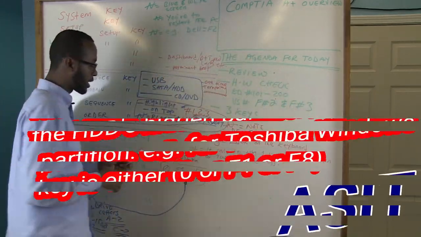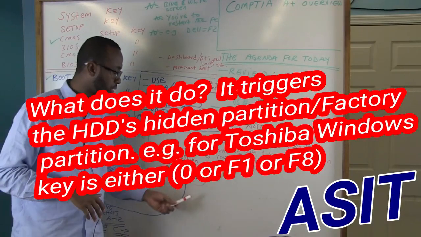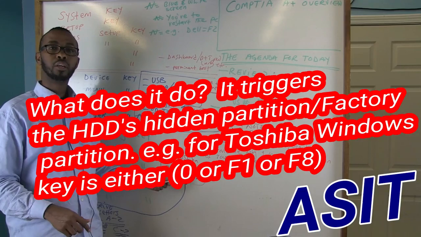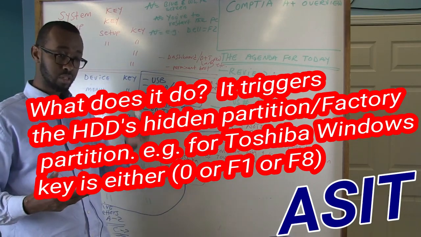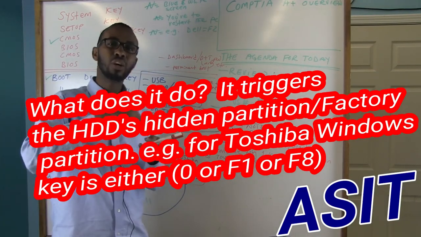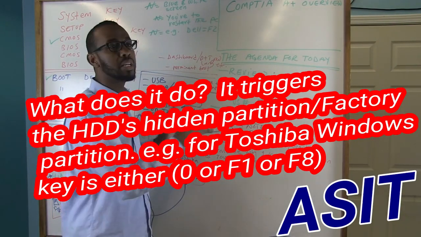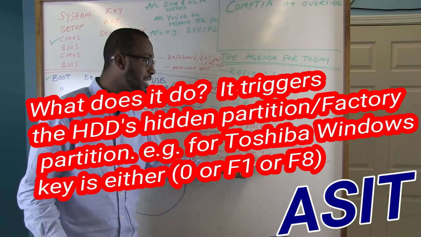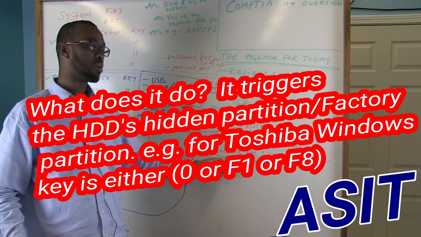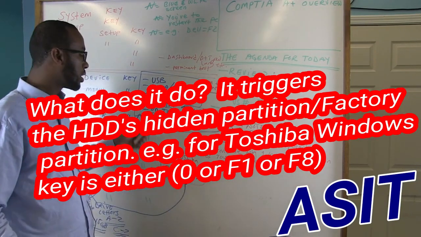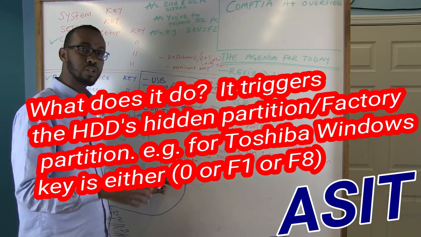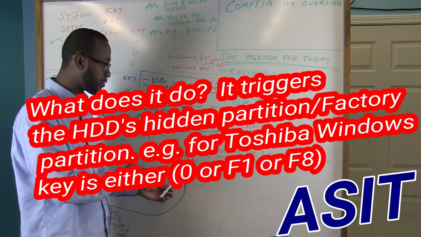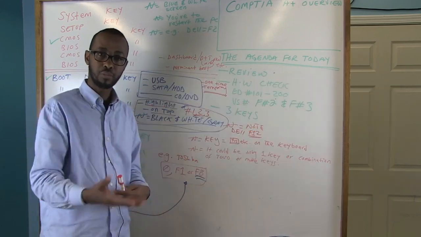So what do you do? For example, Toshiba gives you 3 options. The 0 key: you just hold the 0 key, or F1 or F8, and follow the steps. So by pressing 1 key on the keyboard, whenever you hear key, these 3 keys, we're referring to the keyboard. It could be only 1 key or a combination of 2 or more keys. This one is 1 key at a time. Different Toshiba, different keys. It's 0 for some Toshibas, F1 for some others, F8 for some others.